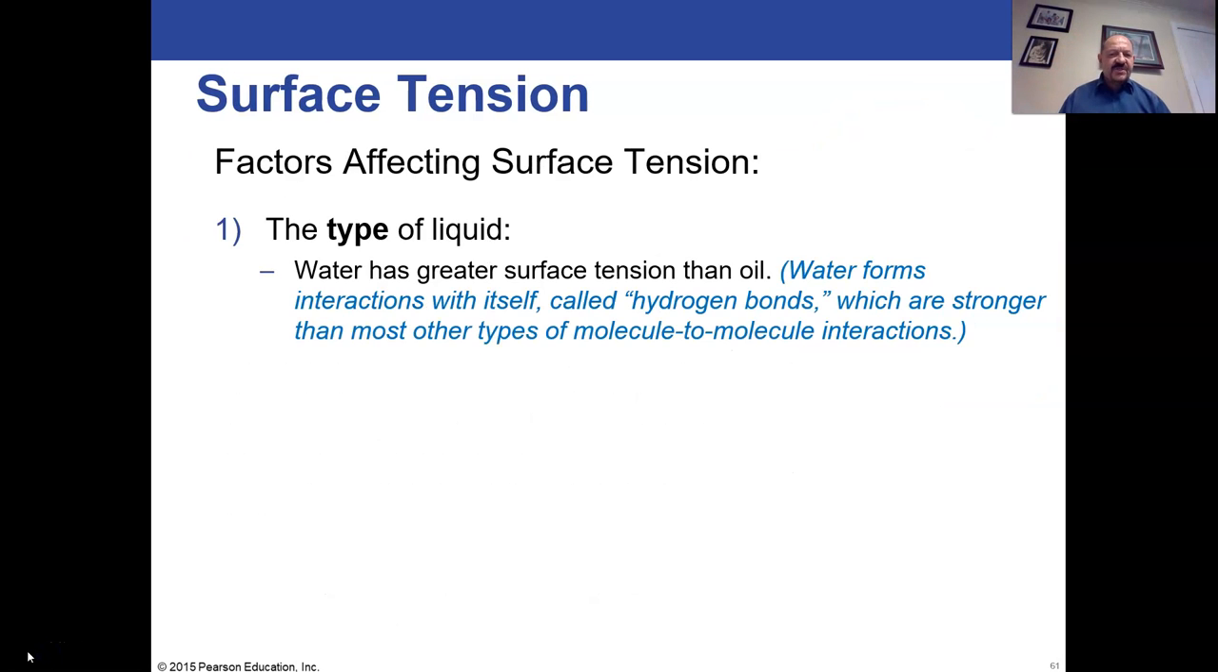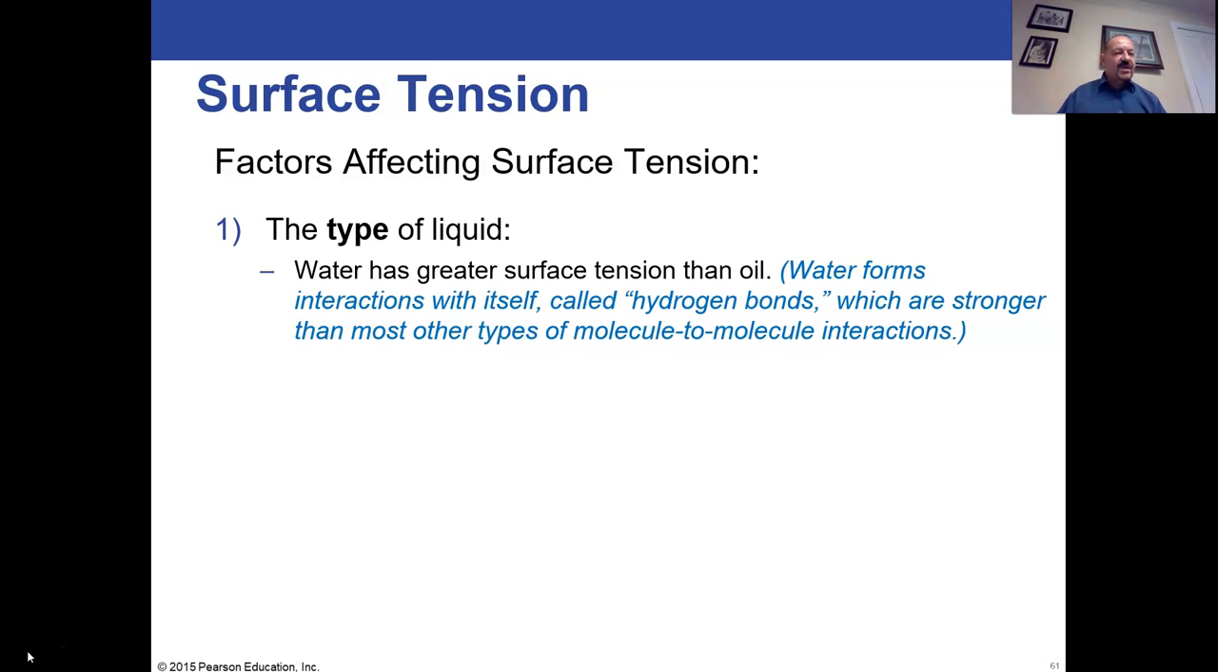Okay, so let's look at some factors that affect surface tension. The most obvious factor would be the type of liquid. Water is excellent at creating surface tension, and that's because water loves to interact with other water molecules in bonds that we refer to as hydrogen bonds. We won't get into the details of what hydrogen bonds are.